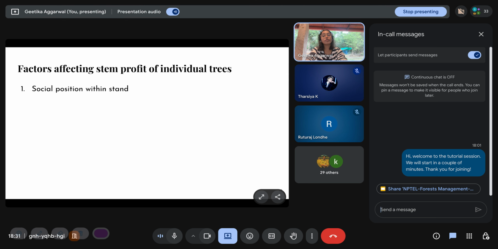which social position would be better to extract timber from a tree? Whether a tree at the center of the stand will be better for timber extraction, or will the tree at the edges be better? So which social position would be better to get more profit from timber extraction for a tree? Can anybody think about it, from the slides that we just discussed? What do you think, which social position is better for getting high returns and for getting good quality timber?